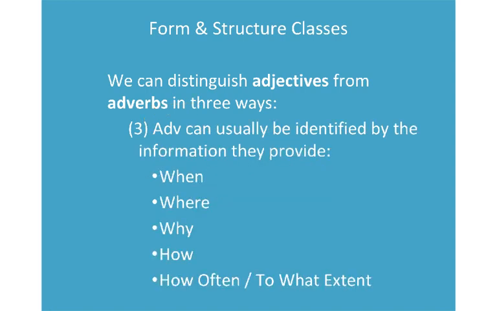We can distinguish adjectives from adverbs in 3 ways. Number 3, adverbs can usually be identified by the information they provide. So usually they're telling us when, where, why, how, or how often, or to what extent. That also tells us if it's an adverb. These things are modifying an adjective or a verb in the sentence.